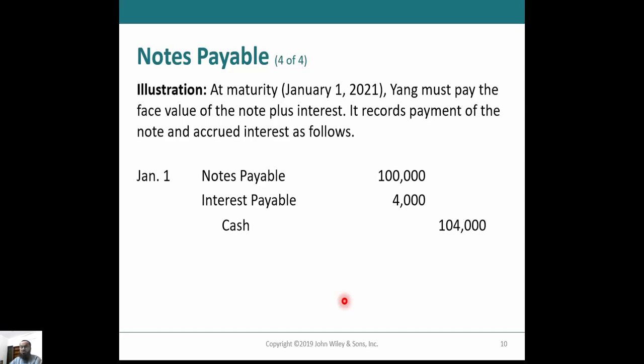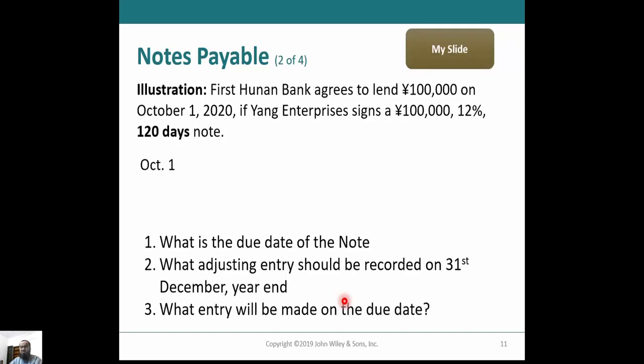So this was a note actually mentioned in months denomination. Now let's see what if a note is mentioned in days denomination. The same example: First Union Bank agrees to lend 100,000 on October 1. So now we have changed the date from September 1 to October 1. One change. And it signs a 100,000 note, 12% for 120 days, right?